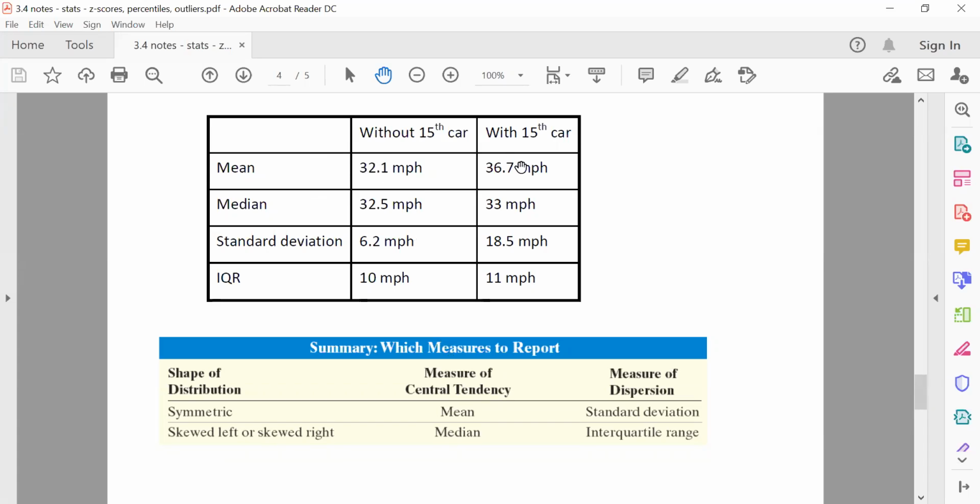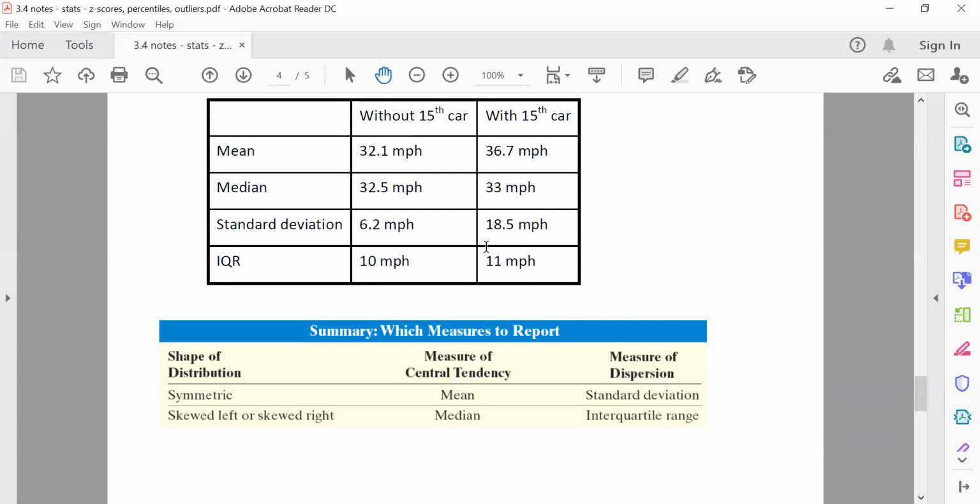But notice the mean went up by a lot. The median barely moved. It went bloop. The standard deviation went up a ridiculous amount. The standard deviation was 6.2 miles an hour. Now it's 18.5 miles an hour. Remember, the standard deviation gives us an idea of how spread out the data values are. The larger your standard deviation, the more spread out your data is. So if you're jumping from 6.2 to 18.5, now this data is much more spread out, or so it appears to be.